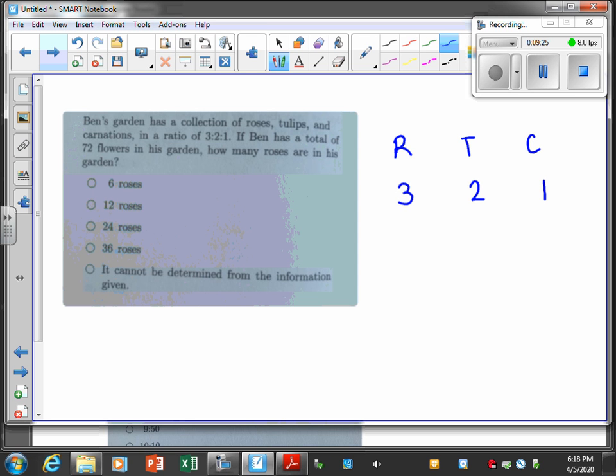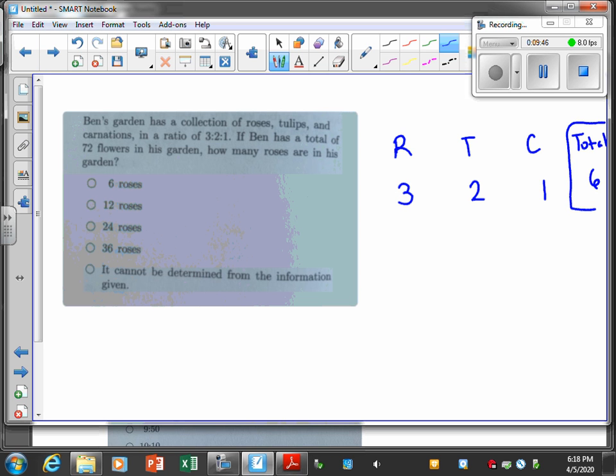This is also a proportion problem, kind of like the one we did not too many ago. But first of all, roses, tulips, and carnations. First of all, how many are total did they give us in this relationship? So 3, 4, 5. There were 6 total. We're going to keep this in mind.